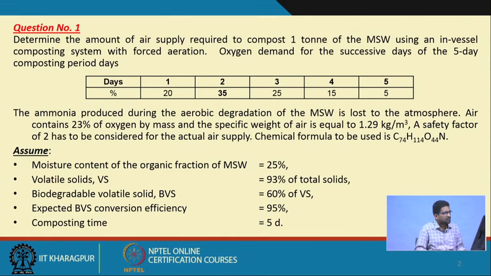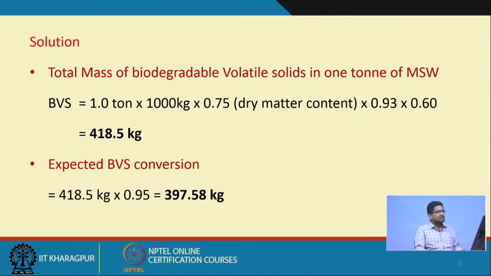Then the chemical formula to be used is given here, and we will assume the moisture content of the organic fraction of the municipal solid waste is 25%, the volatile solids are 93% of the total solids, the biodegradable volatile solids (BVS) fraction is 60% of the volatile solids, the expected BVS conversion efficiency is 95%, and the composting time is 5 days. Coming to the solution, the initial step is to calculate the total mass of biodegradable volatile solids in 1 ton of municipal solid waste.